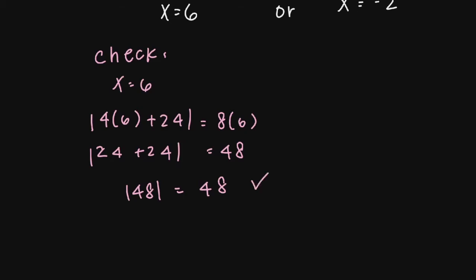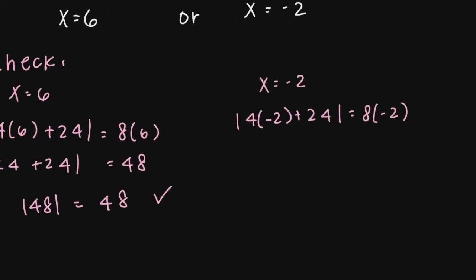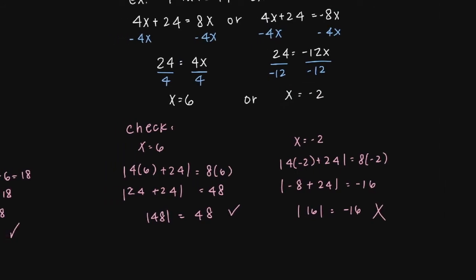So 24 plus 24 is absolute value of 48. And this is true. So now for negative 2. We have absolute value of 4 times negative 2 plus 24 equals 8 times negative 2. So we get negative 8 plus 24 equals negative 16. Negative 8 plus 24 equals 16. And the absolute value of 16 does not equal a negative 16. So this one doesn't work. So that means the only answer is x equals 6. That's our only answer for this problem.